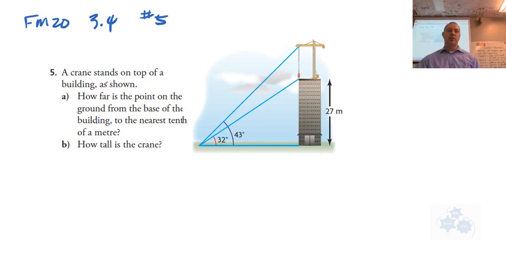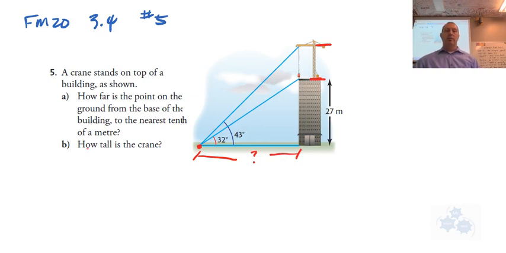So let's just read it first. It says a crane stands on top of a building as shown. So here's the crane from here to here. How far is the point on the ground from the base of the building to the nearest tenth of a meter? So we're looking for the distance from here to here. That's what we're looking for.